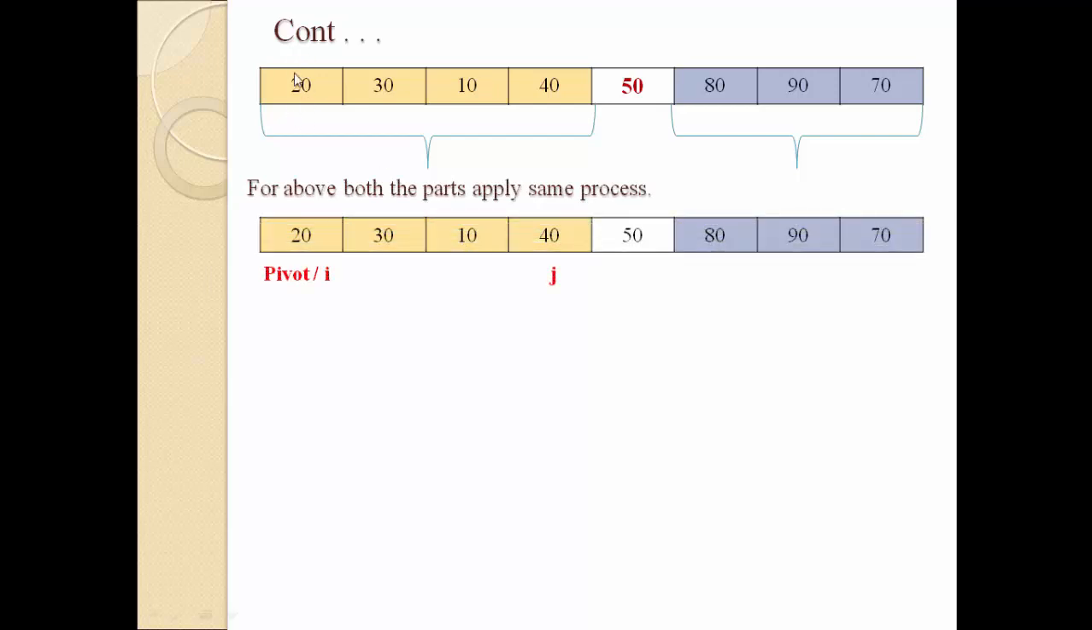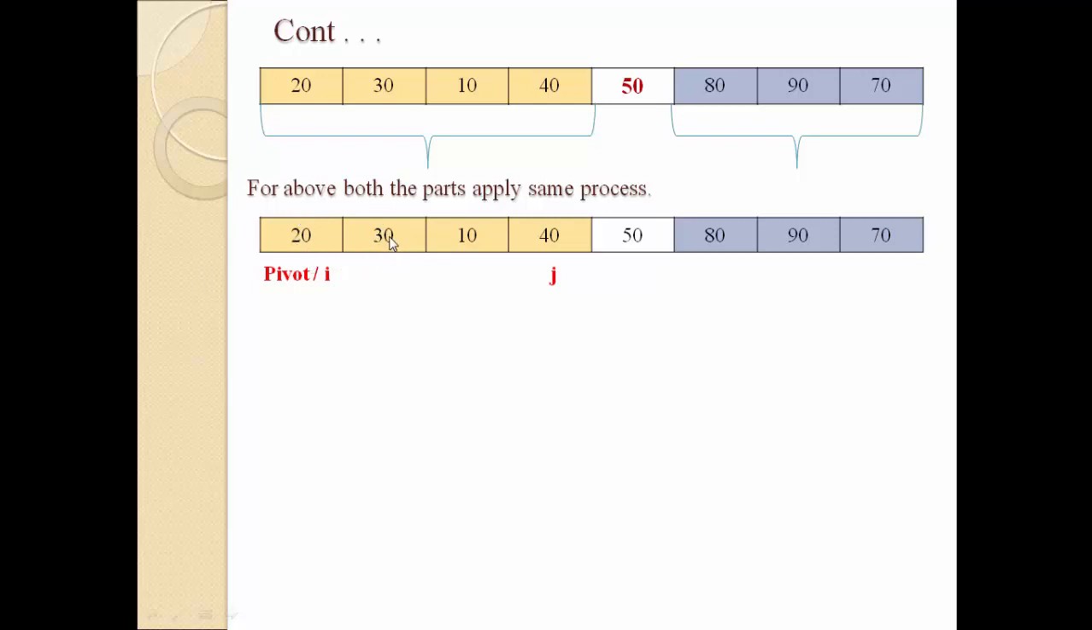So we have to consider the first element as the pivot element. The first element also indicates I, and the last element indicates J. So I points to the first element, J points to the last element, and the first element we are considering as the pivot element. So again we have to follow the same steps. We have to move from left to right, increase the value of I, and find the value which is larger than the pivot element.